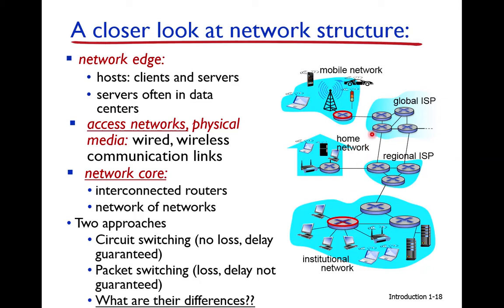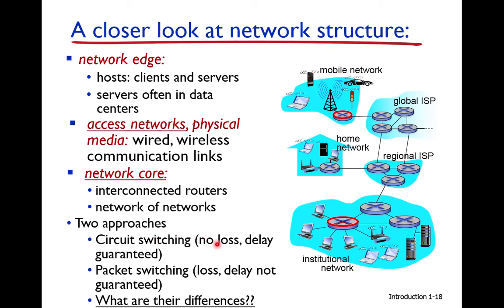In the core network, we discussed how to move the data from one router to another router. There are two approaches. One is called circuit switching, one is called packet switching. In circuit switching, before exchanging the data, a circuit is established. The link is reserved. The bandwidth is reserved. The resources are reserved. After the resources are reserved, the data starts transmission.